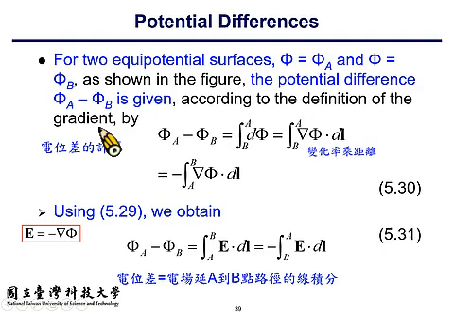Alright, so for electrical field, we know that the gradient of phi can be replaced with this relationship. The electrical field intensity is the negative of the gradient of electrical scalar potential. So the difference in electrical potential is the line integral of electrical field intensity from point A to point B. Okay?